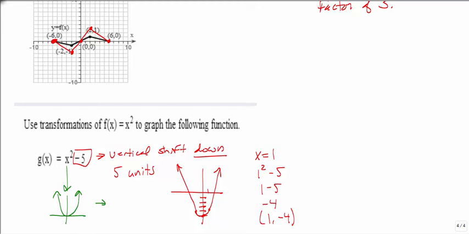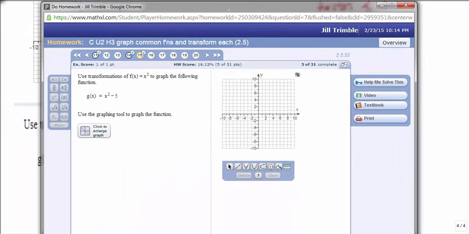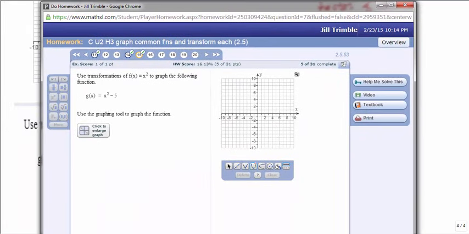So let's go ahead and pull in this problem for my math lab. What we'll do is choose the parabola graphing tool, and we'll start with the origin, and then what we want to do is move the vertex down 5 units. So 2, 3, 4, 5. So that's going to be my vertex.